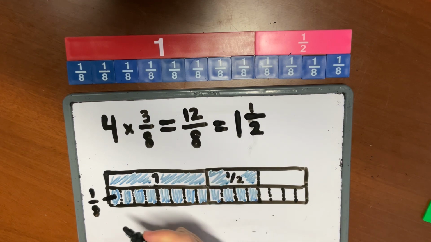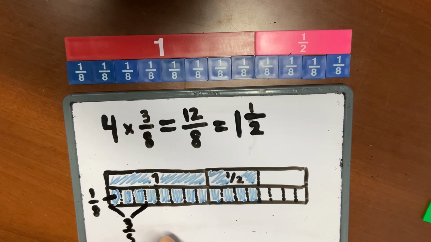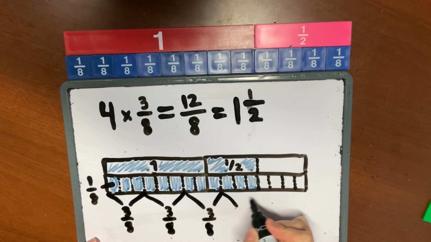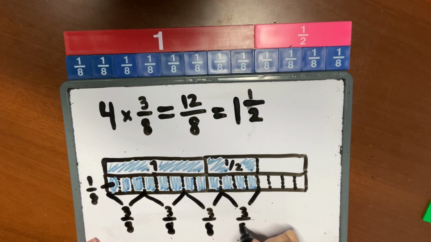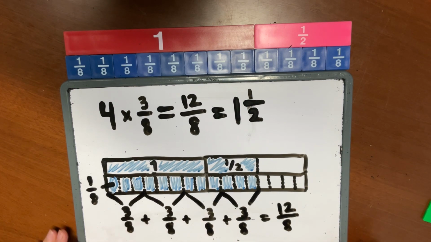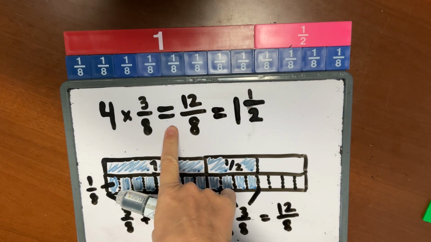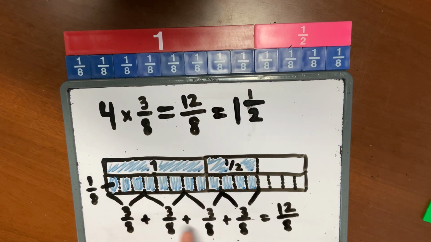So I want to show that it is 3/8 4 times. So I'm going to actually label those 3/8 4 times. So it's really clear that 3/8 4 times is equal to 12 8s. And I could even put addition symbols to show that a bit further. And that makes my model really strong and clear. It matches my equation and I can see all the parts.